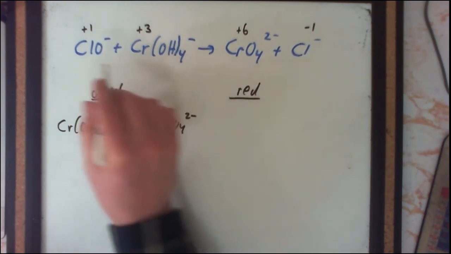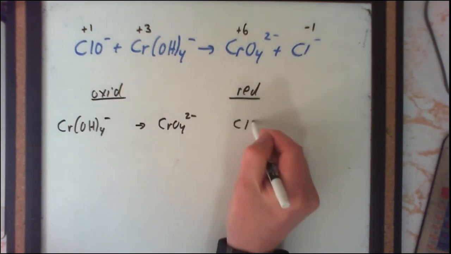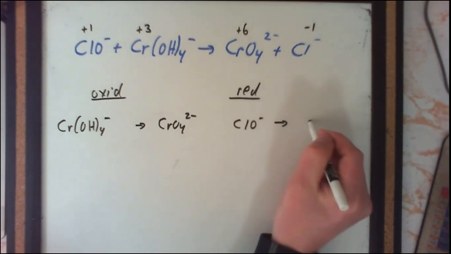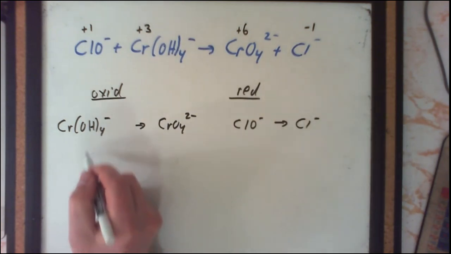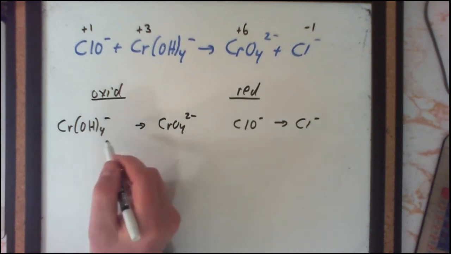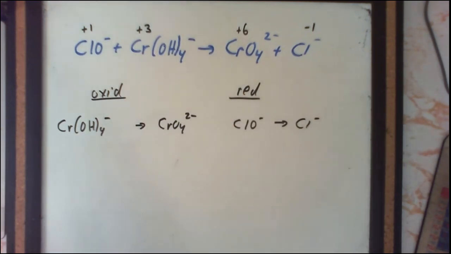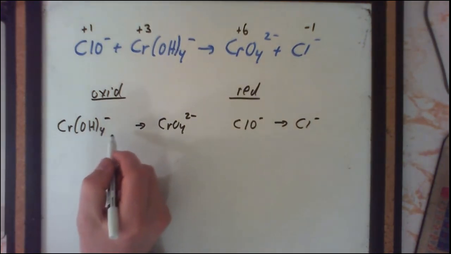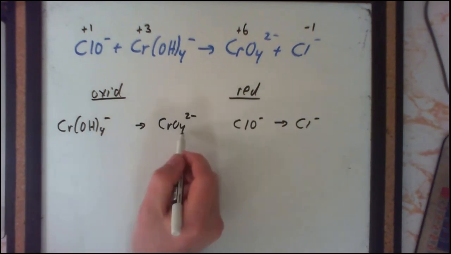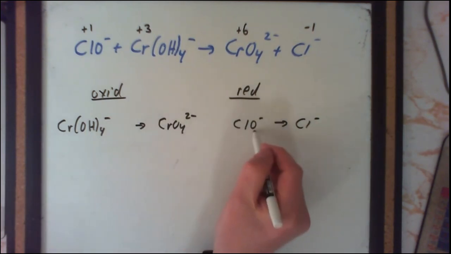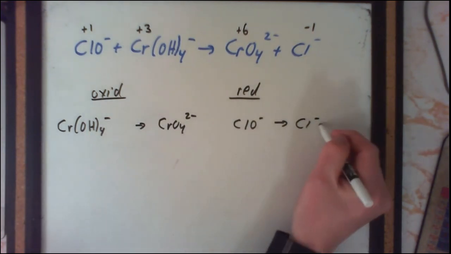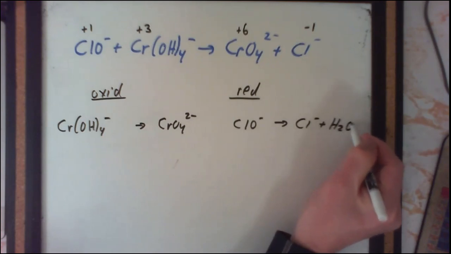And chlorine is being reduced. And then we go through our process. That first step is to mass balance everything but oxygen and hydrogen: 1 chromium, 1 chromium, 1 chlorine, 1 chlorine. Next step is to mass balance the oxygen using water. We have 4 oxygens, which balances with 4 oxygens. 1 oxygen versus 0 oxygen, so we add 1 water molecule to the product side here.